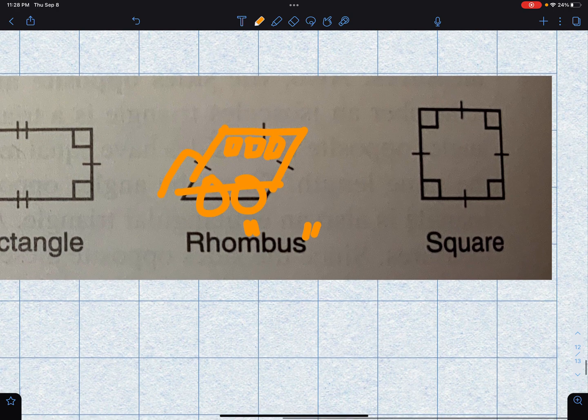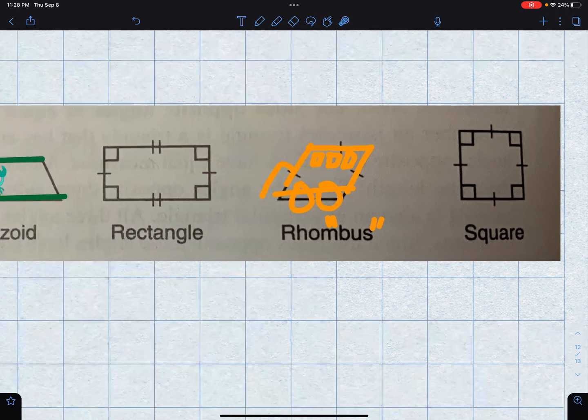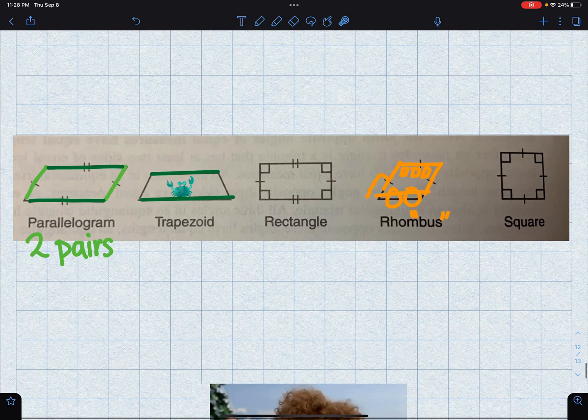Okay, this is the perfect square. And a square is just a rhombus, but it also has the 4 right angles. So maybe the rhombus came to a stop at a stop sign and turned into a square. I don't know, but it's a really perfect shape because all the angles and the sides are the same.